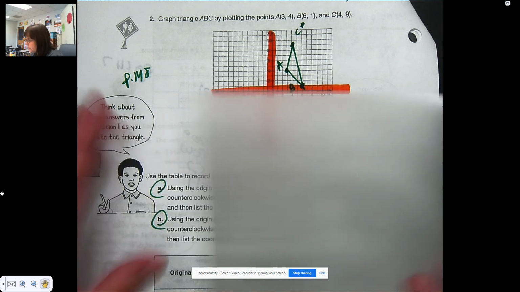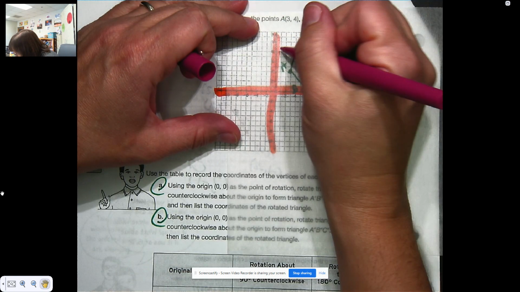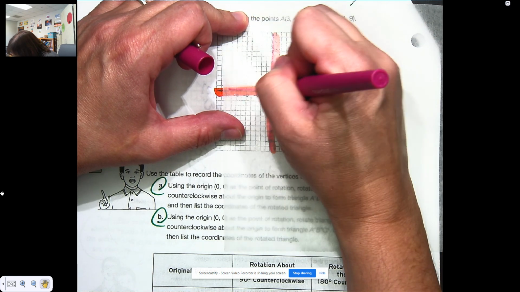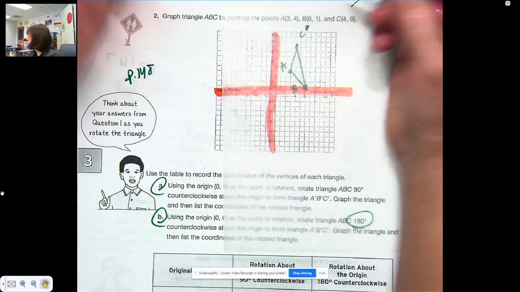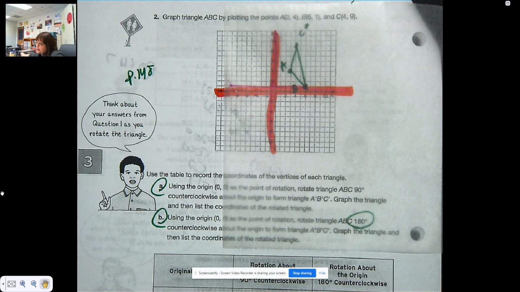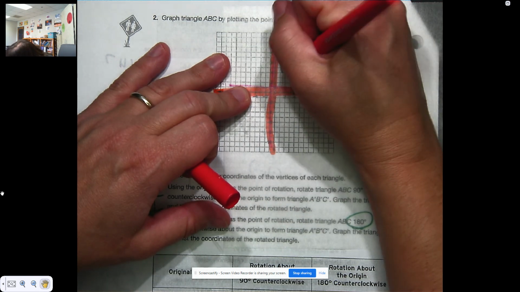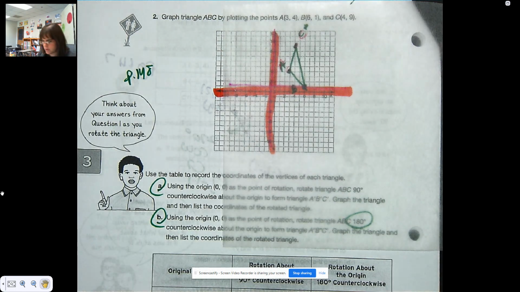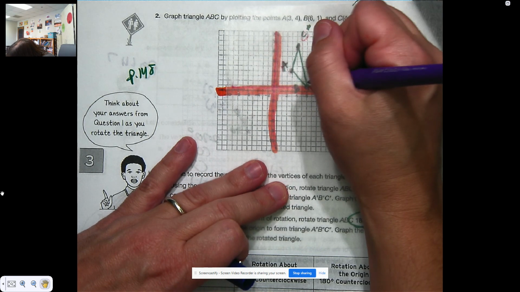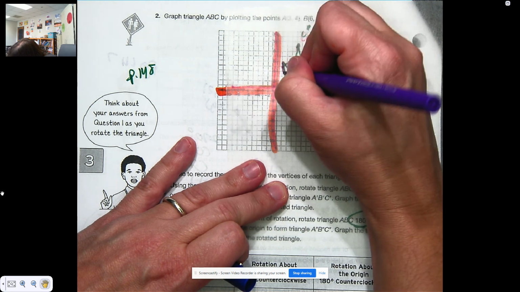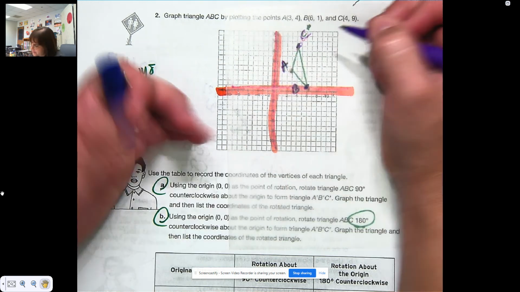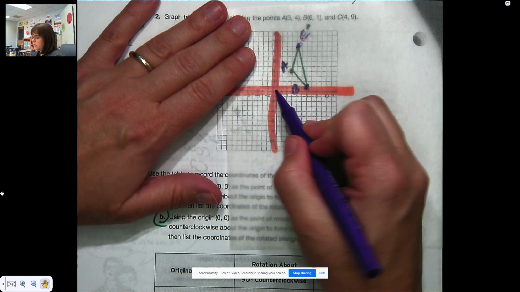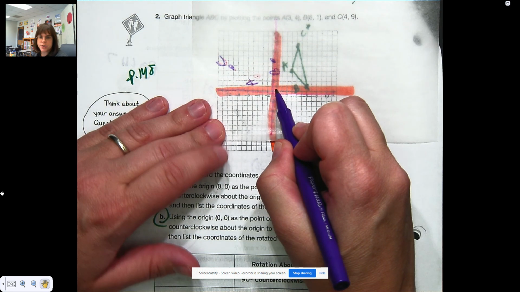Okay, so I'm going to come around. I'm going to trace my shape. Making sure we can see it. Let me grab a different color. We'll grab red. I'm going to label A. I'm going to label C. And I'm going to label B. Now I'm going to do one turn to the left. So I put my pencil in the middle. One turn to the left looks like this.